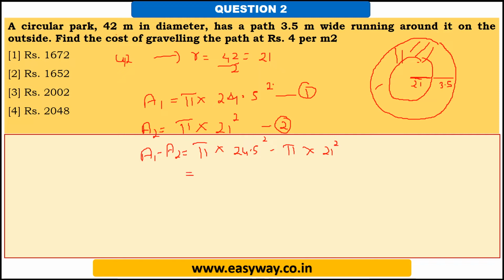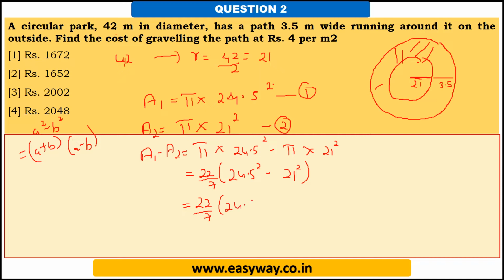Now we will take this pi. Now what is the value of pi? 22 by 7. So we'll take this 22 by 7 common, and we'll be left with 24.5 square minus 21 square. Okay. Now you must have studied a formula called a square minus b square. Now what is a square minus b square? A plus b into a minus b. The reason why we have not solved it here is because we want easy calculation. So we are getting a formula, a square minus b square is a plus b into a minus b. So 22 by 7 into 24.5 plus 21 into 24.5 minus 21.